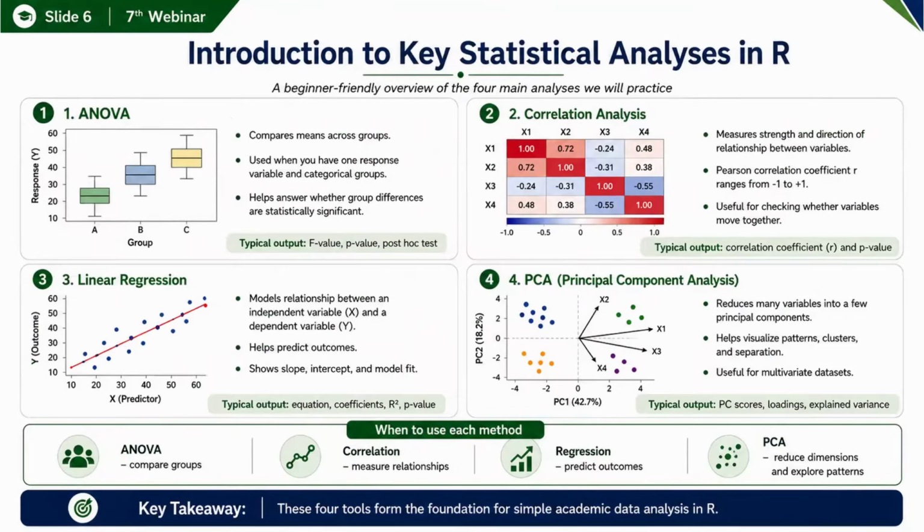Now, there are 4 statistical analyses we are going to be doing with the R programming language tonight. First is ANOVA. ANOVA is analysis of variance used to compare means across groups. ANOVA is always used when you have one response variable and categorical groups.